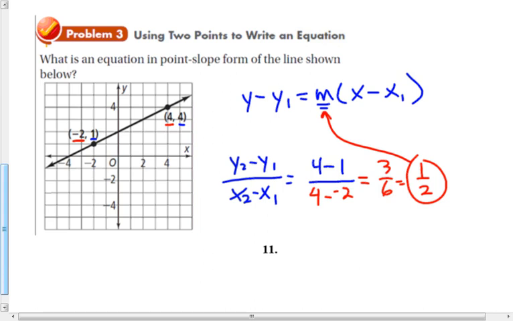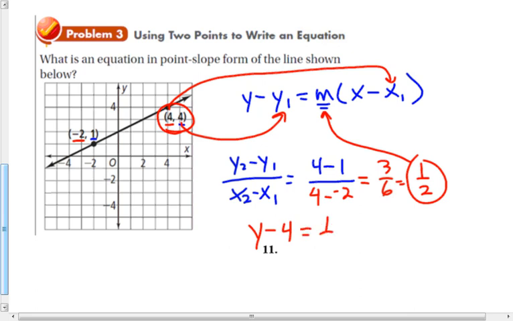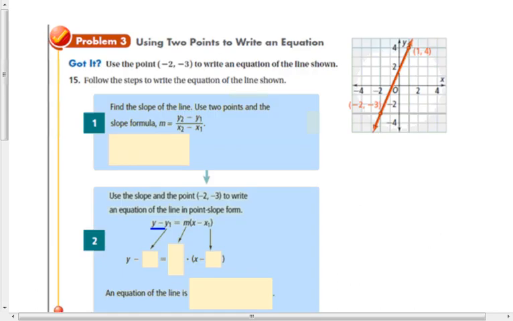Now I just need a point on the graph, and you can use either one, but I think this was an easier one with both positive values. So we're going to put this 4 right here where this x is, and we're going to put this 4 right here where this y is. So we get y minus 4 equals 1/2 times the quantity x minus 4. Okay. All right, you try that now on this problem.